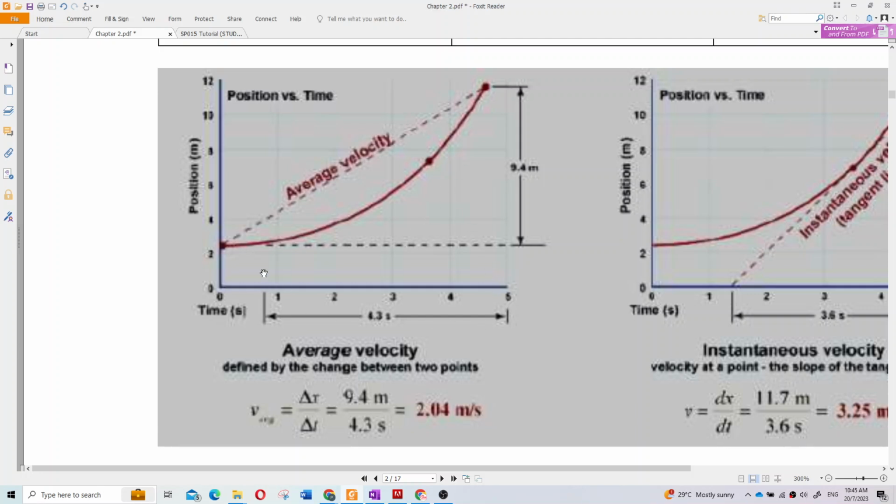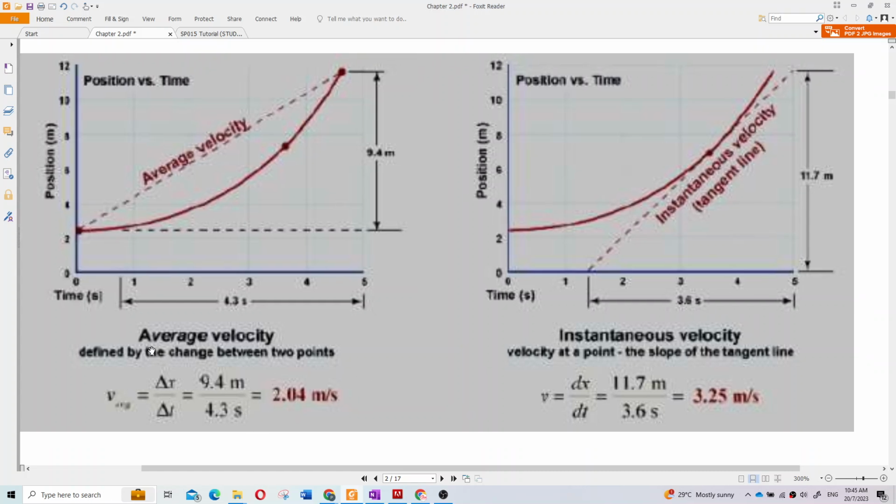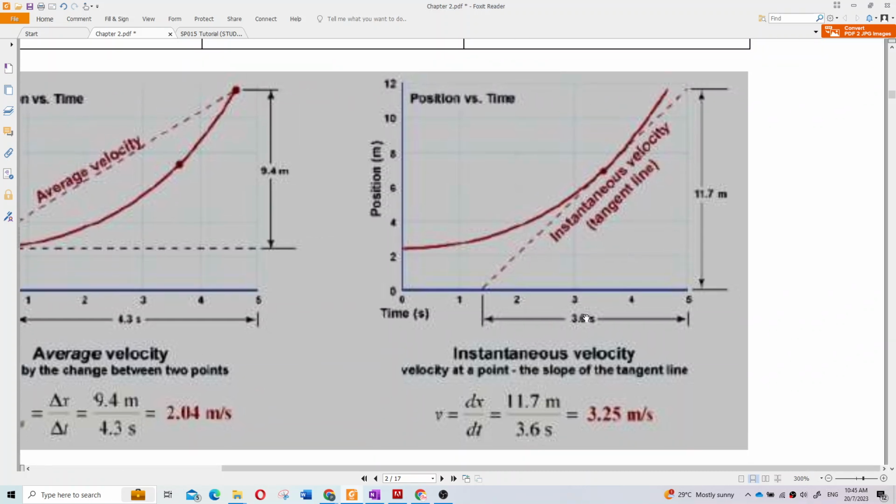Kenapa tak selari? Okay, tak apalah ya. So we take 9.4 divide by 4.3. You get 2.04 meter per second. That's average velocity.